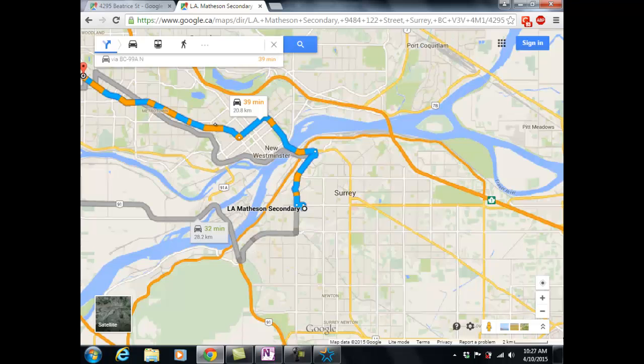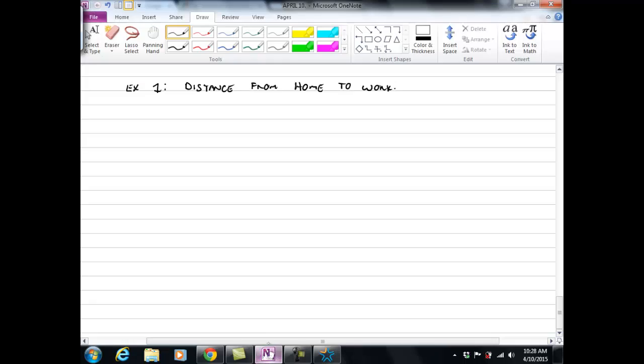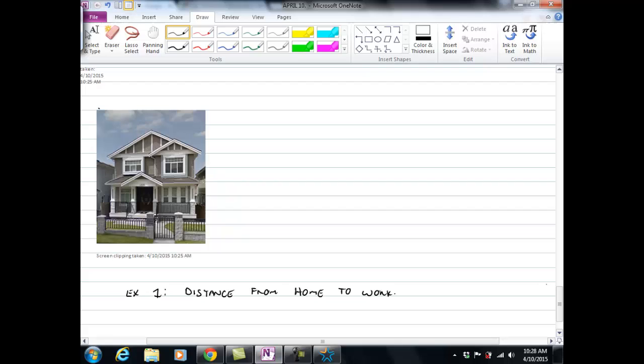My question to you is this. Was I speeding at any point along the trip? Explain using math. Explain using the mean value theorem. So here's my house. Actually, I can show you my house on here. Actually, the screen clipping of Google Map. Whoop, sorry. It has the address. So there's the house where I live.